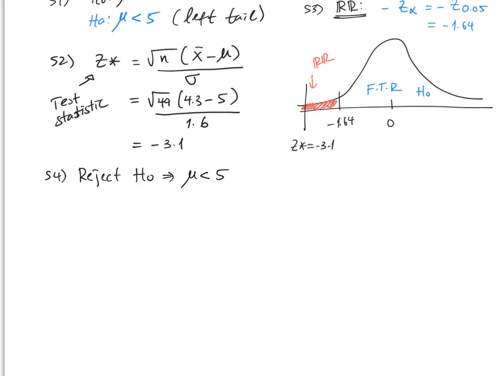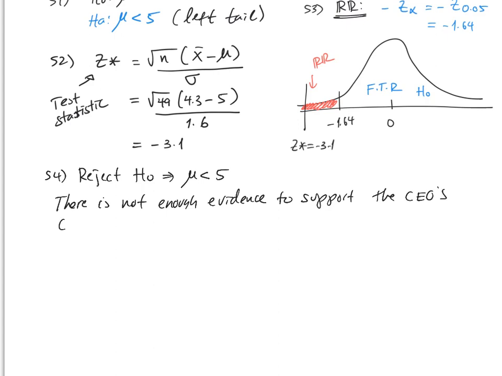And remember, you have to explain what this means from now on. So the explanation is there is not enough evidence to support the CEO's claim that batteries last at least 5 years. The batteries last at least 5 years. And that's it. All right, any questions on this?